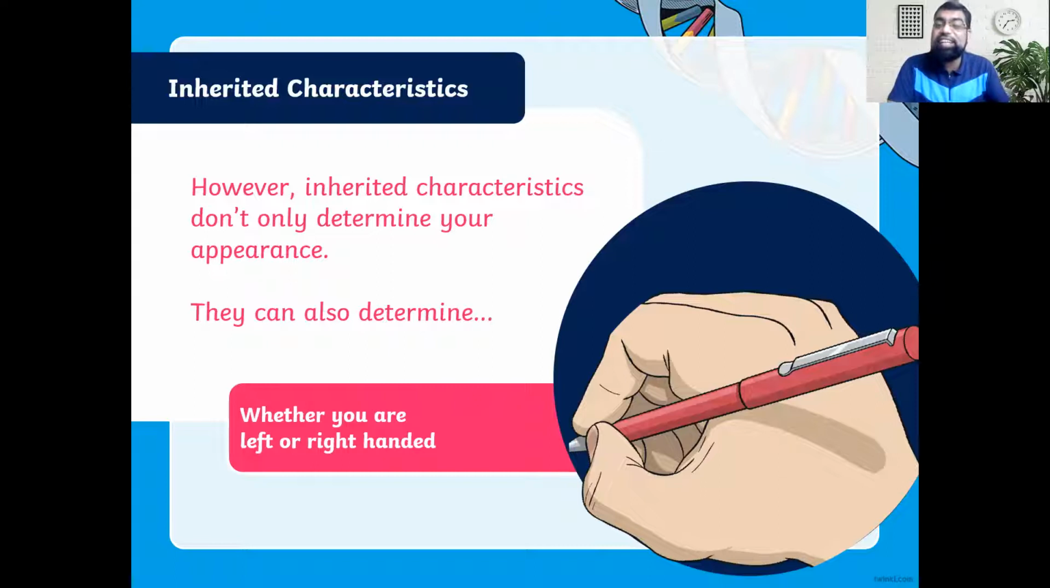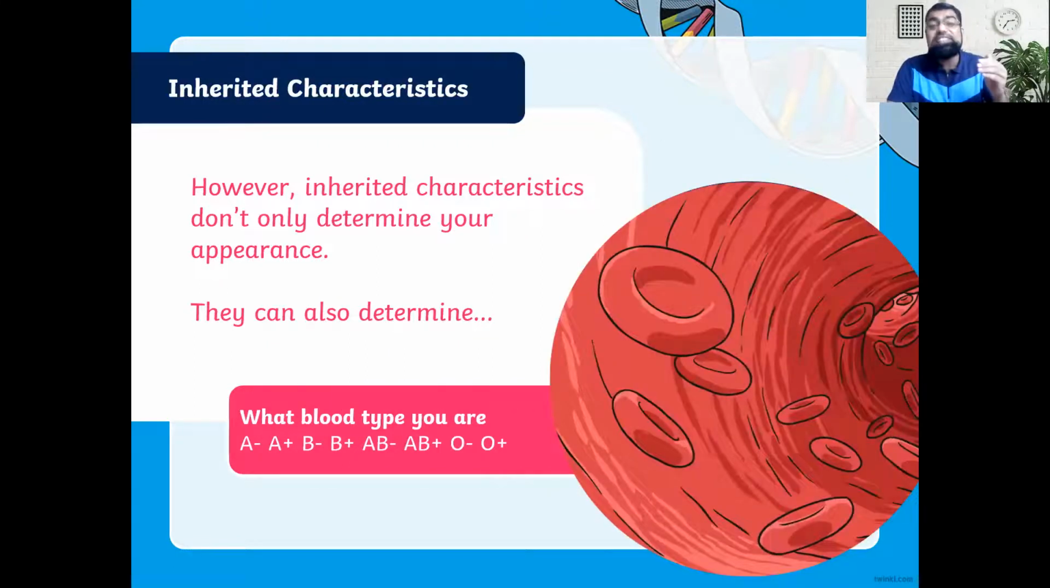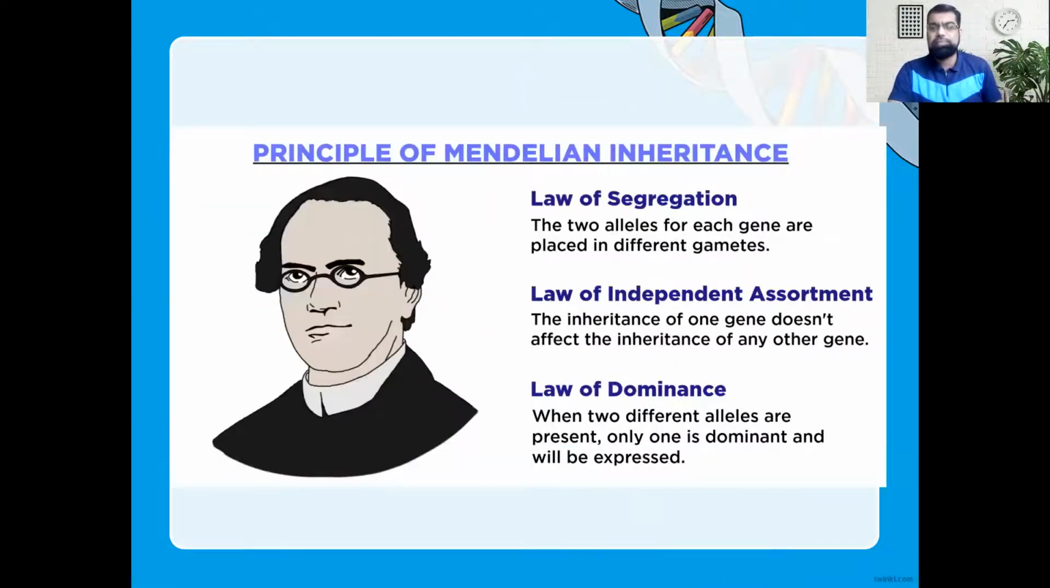Heredity, these are inherited characteristics. Even your blood type, A negative, the rhesus factor. We will talk about blood type in the circulatory system in detail, but all of these make up who you are. So, who told us this? Well, this is a man whose name is Gregor Mendel.